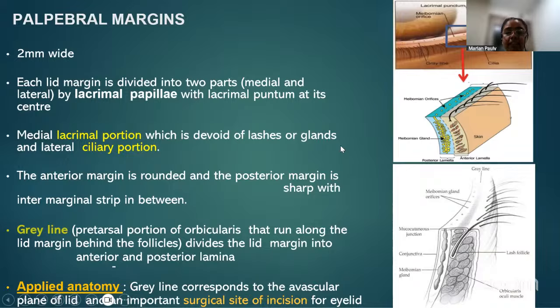Gray line is the pretarsal portion of orbicularis that runs along the lid margin and divides the lid margin into anterior and posterior lamellae. The applied anatomy is that the gray line corresponds to the avascular plane of the lid, and we can split the lid at the gray line into anterior and posterior lamella in various eyelid surgeries.